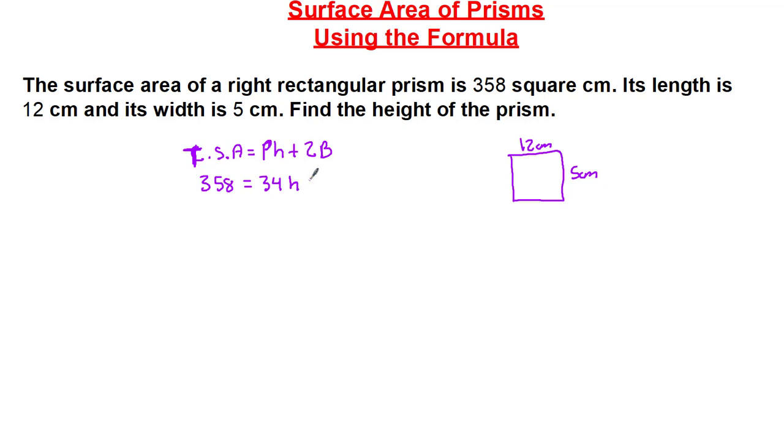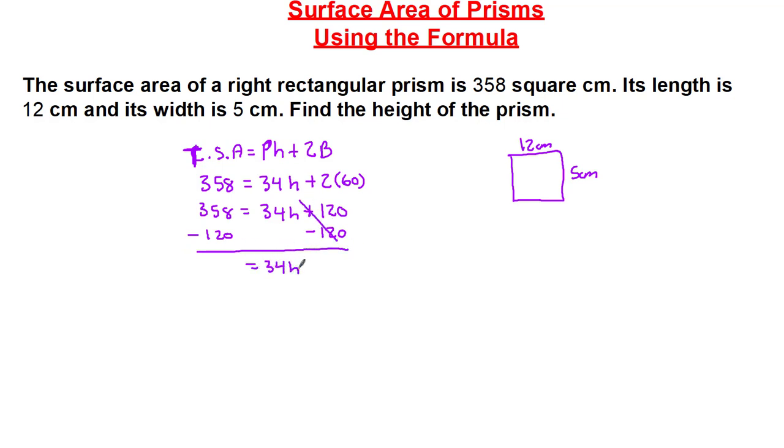The height we don't know. Twice the base. Twice the area of the base. Well, we could calculate this, can't we? 12 times 5 is going to give us 60. So that's going to be equal to 60. Okay. Now, let's go ahead and evaluate that. We have 34 times the height plus 120. Now, I need to get the h all by itself, so I'm going to subtract 120 from both sides.